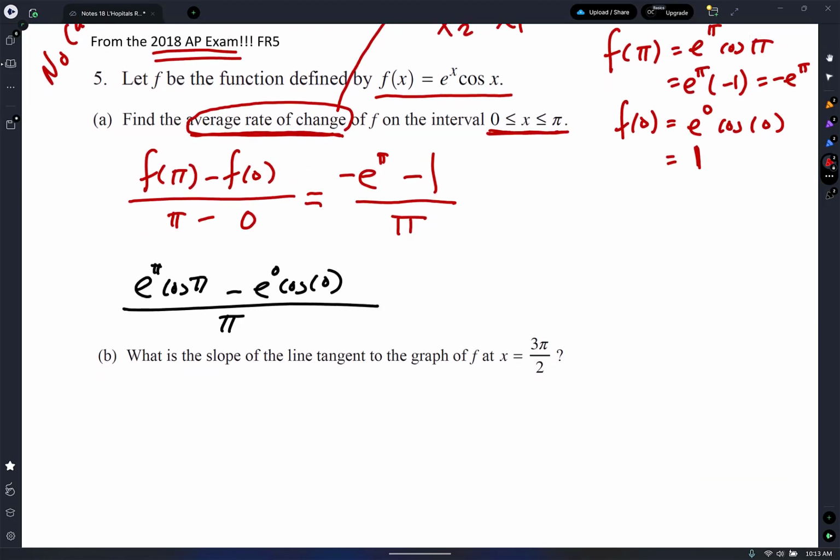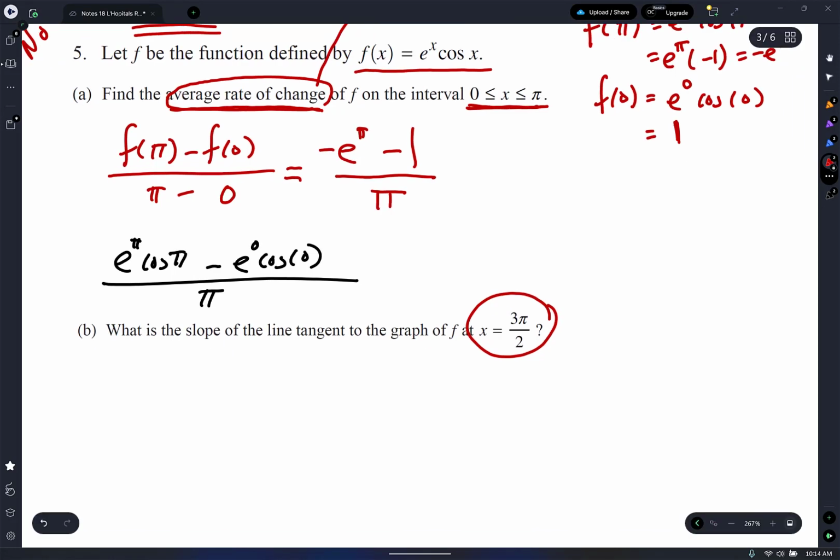What is the slope of the line tangent to the graph of f at x equals 3 pi over 2? What do I need for a tangent line? Point and slope. Do I have a point? Well, we're going to get our point, and I'm going to find my slope in a little bit. So here we go. Let's find our point. Plug in a 3 pi over 2.